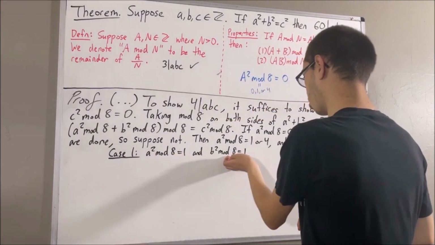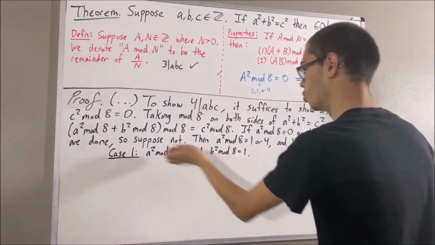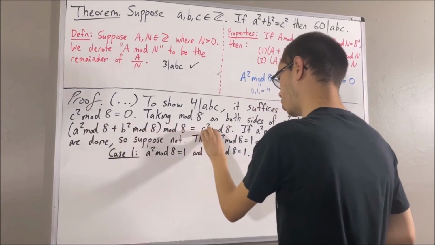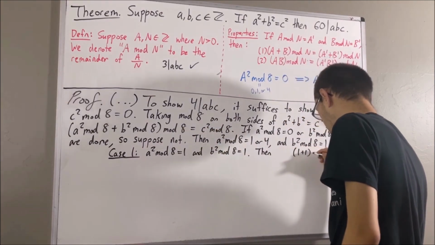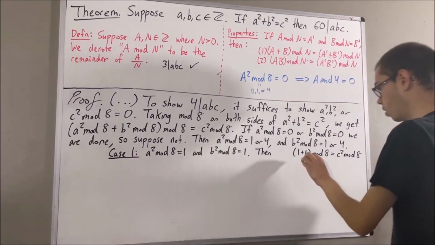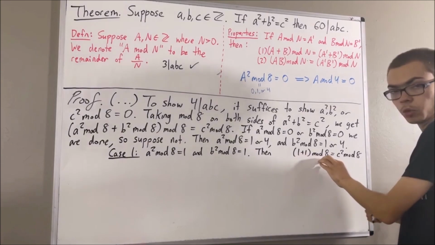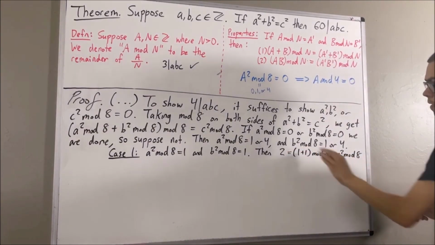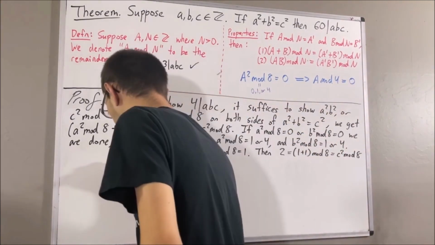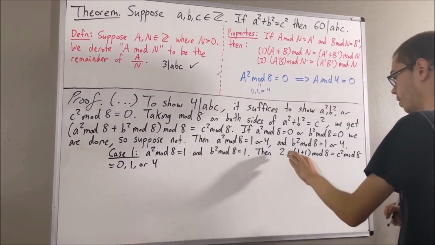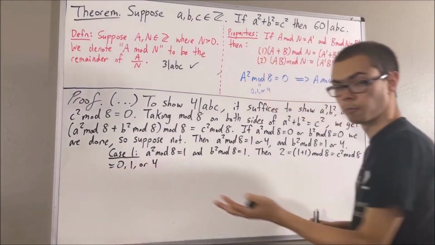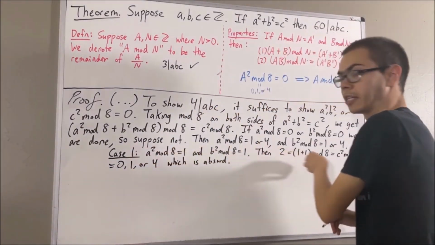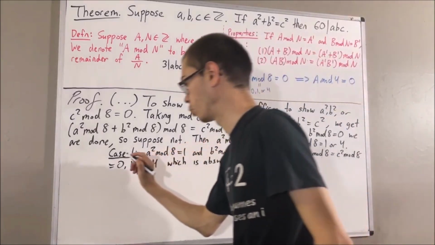Well, if this is true, then if we substitute this into our equation, we get 1 plus 1 mod 8 equals c squared mod 8. Now, 1 plus 1 mod 8 is just equal to 2, and c squared mod 8, as we know, is equal to 0, 1, or 4. So what we see here is 2 is equal to 0, 1, or 4, which is absurd. So in this case, we get a contradiction. So this case is impossible.